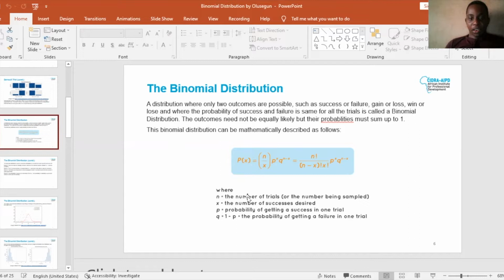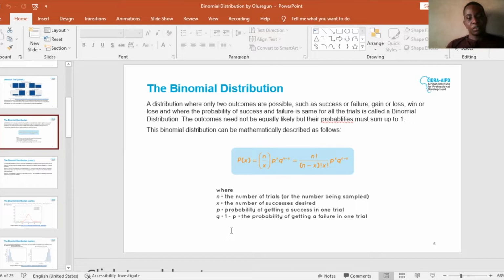Probability of x, that's the probability of the number of successes desired, is equal to n combination x times p raised to the power of x times q raised to the power n minus x, where n equals the number of trials or the number being sampled, x equals the number of successes desired, p is the probability of getting a success in one trial, and q equals 1 minus p, which is the probability of getting a failure in one trial. I'm sure that makes sense.